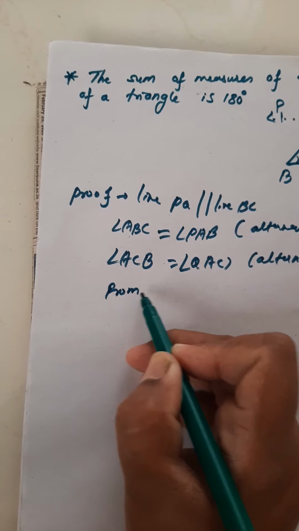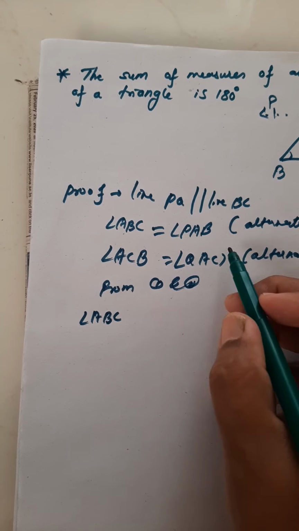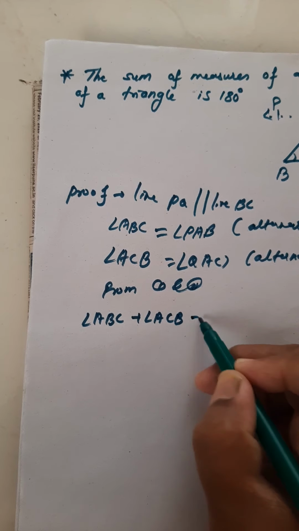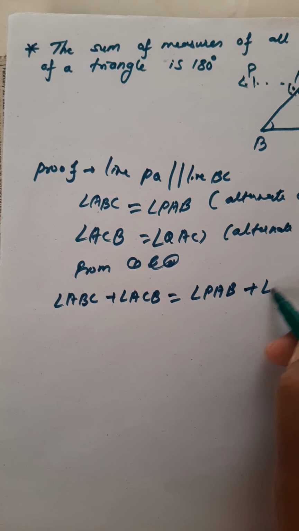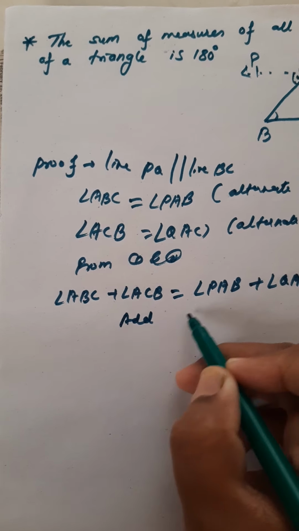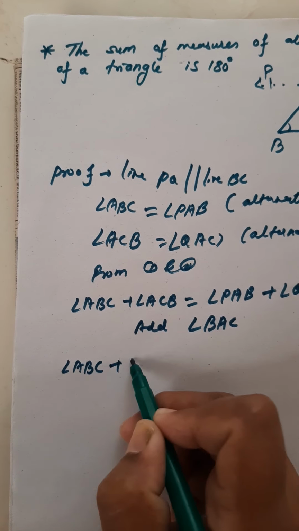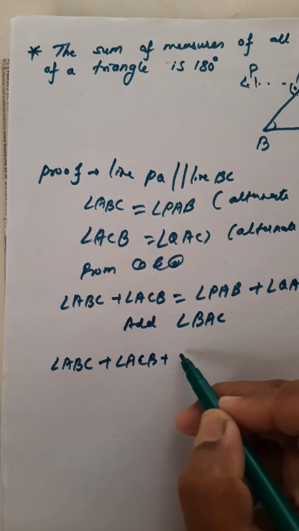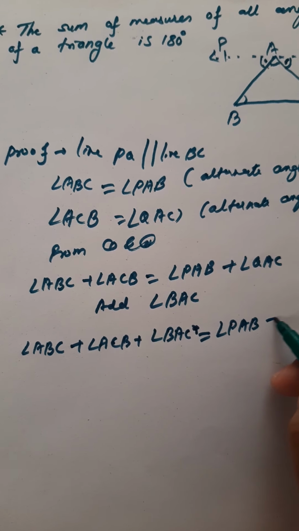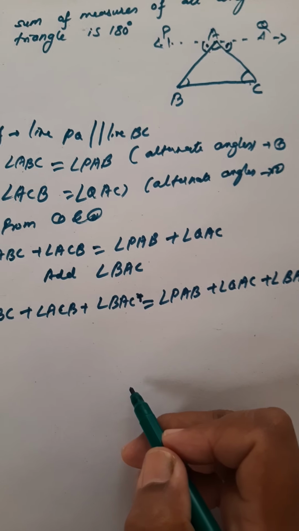Now from 1 and 2, what will we get? From 1 and 2, we are adding both these equations. Angle ABC plus angle ACB is equal to angle PAB plus angle QAC. Do you understand this? Now we will add angle BAC to both sides. Now our new equation will be: angle ABC plus angle ACB plus angle BAC is equal to angle PAB plus angle QAC plus angle BAC. Do you understand this?